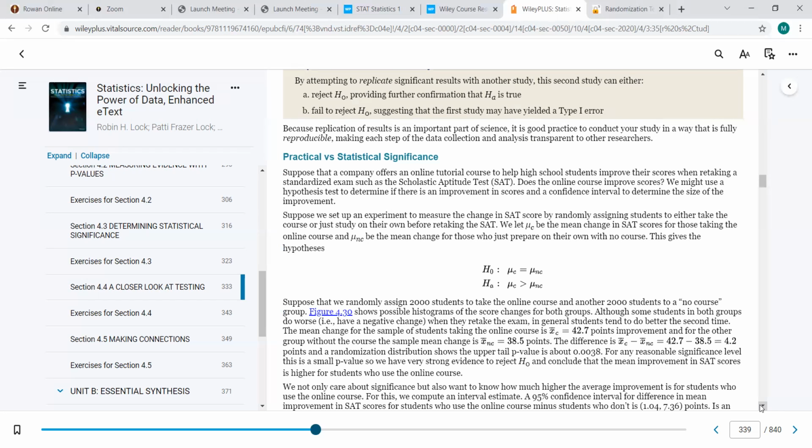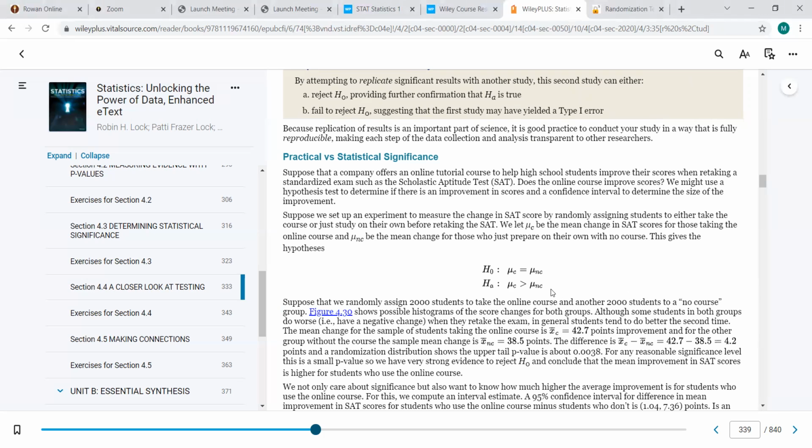So what is the null hypothesis here? The null hypothesis says that this particular course has no effect on your actual score. On your score, no effect at all. And the alternative hypothesis says that the score that you get on the SATs, the mean score, is going to be better than if you don't take the course.